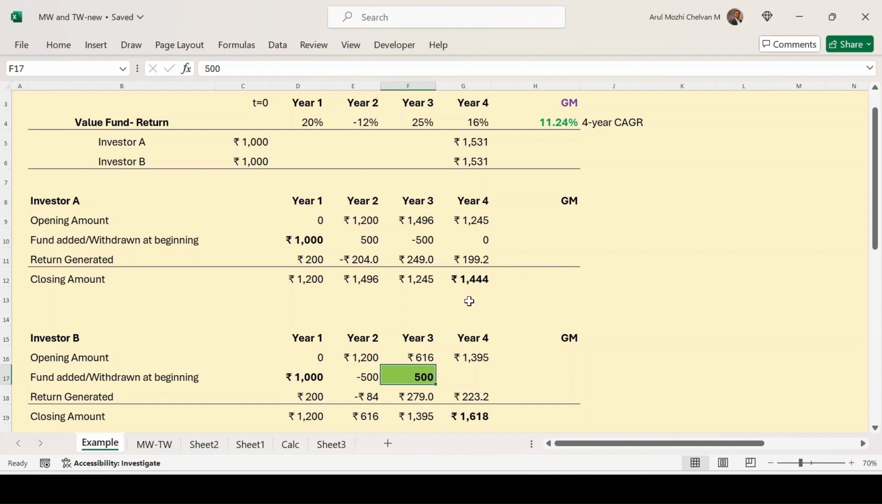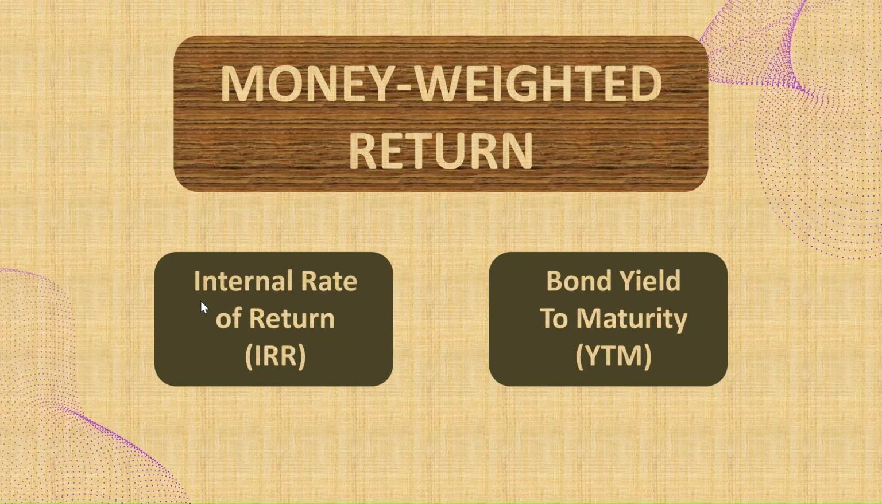Timing of cash flows can significantly impact investment return, as we will further explore in this discussion on money weighted and time weighted rates of return. Whenever we have these kinds of cash flows, that is cash addition and withdrawal, we must use money weighted return. Usually, investors who regularly add and withdraw money from their investment tend to use money weighted return. Money weighted return is similar to IRR, that is internal rate of return, and bond's yield to maturity, that is YTM. Bond's YTM we will learn in detail in fixed income.